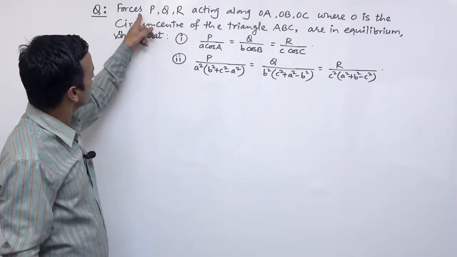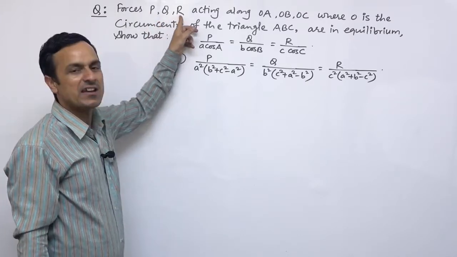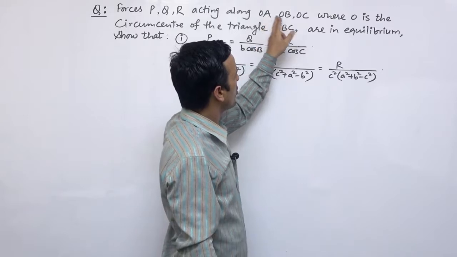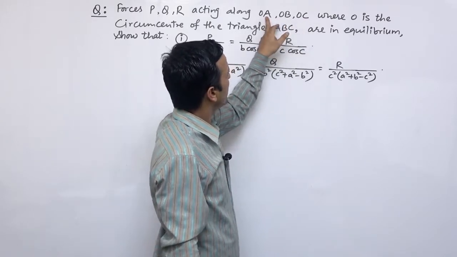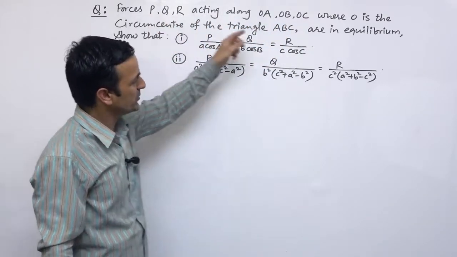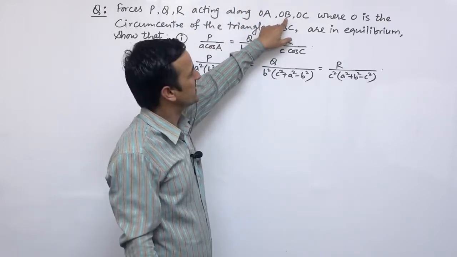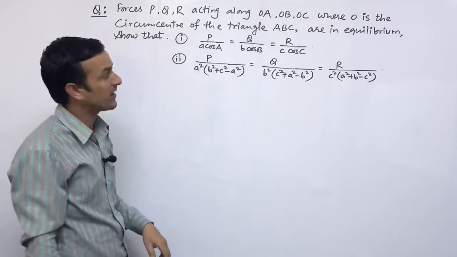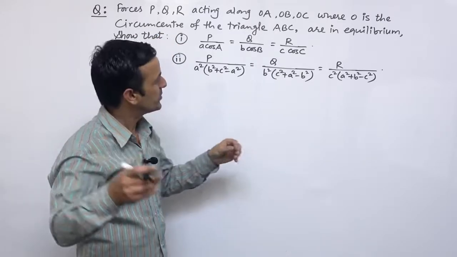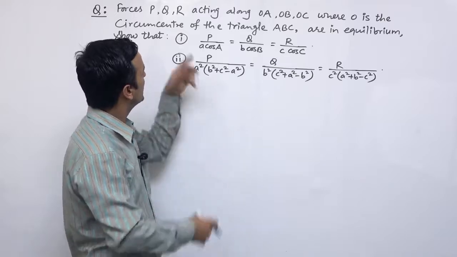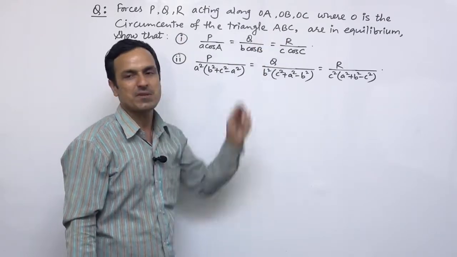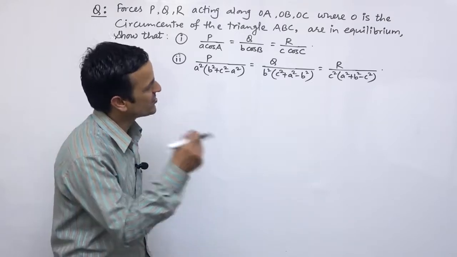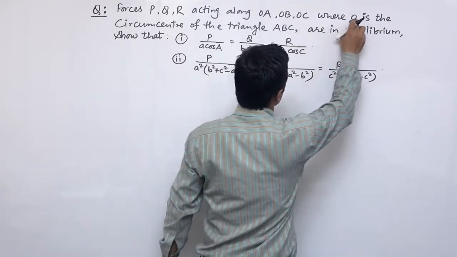Here we have this question now. Forces P, Q and R. Three forces are here which are acting along OA, OB and OC. Along OA we have force P, force Q is acting on OB, force R on OC, where O is the circumcenter of the triangle. The circle is outside the triangle, or the triangle is inside the circle. So circumcenter of the triangle ABC, circumscribing the triangle in this case. Inside the circle we have a triangle whose center is O.